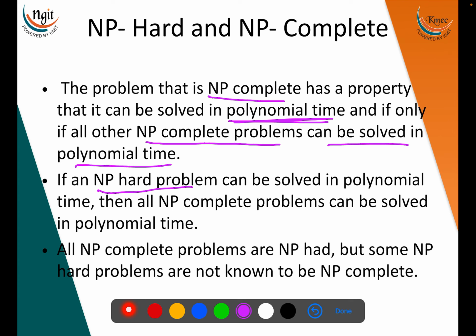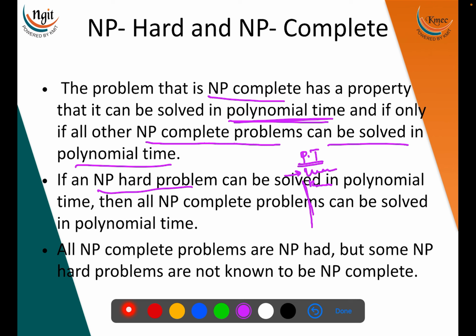So that means, whatever problems I listed in the earlier video, let's take the polynomial time algorithms, the linear search algorithm and binary search algorithm; these will take polynomial time complexity. Now if one of the algorithms takes polynomial time complexity, all the algorithms I have listed here will also take polynomial time complexity. So NP complete is what? It is a problem which can be solved in polynomial time.